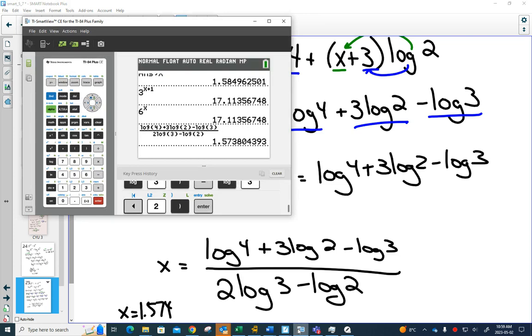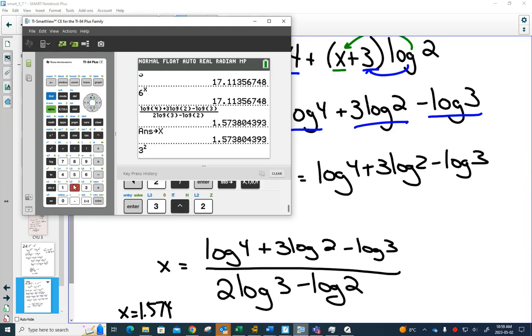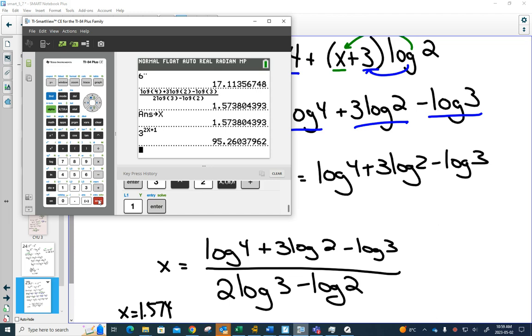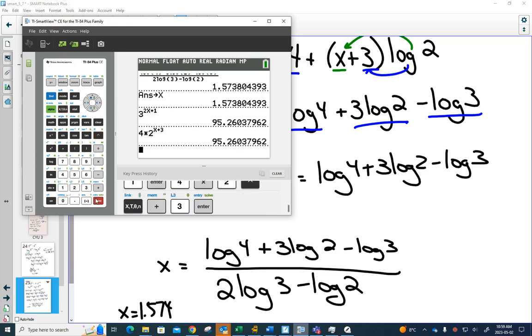And I'm curious to see if this is correct, so I store it as x. I say, what was my original equation? On the left, I had 3 to the 2x plus 1. And on the right, I had 4 times 2 to the x plus 3. The answers are the same, so we know we've done it right.